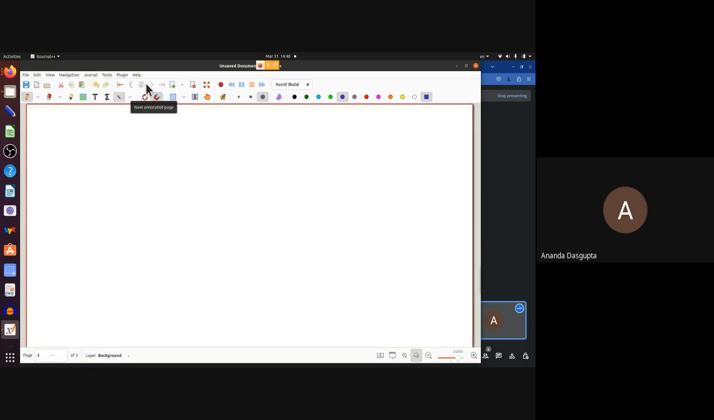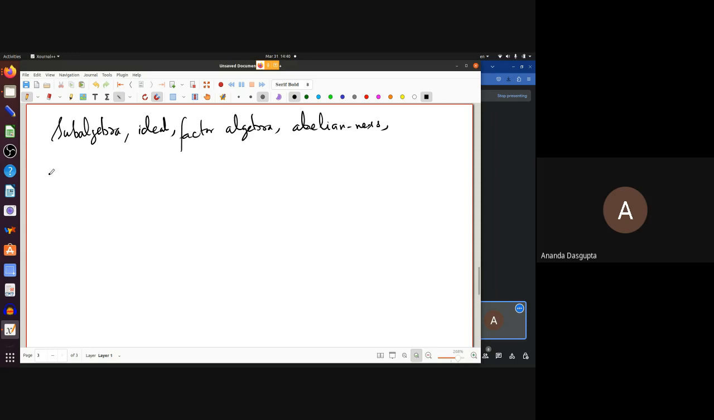Okay, next. For real Lie algebras, we have seen several auxiliary notions like subalgebra, ideal, factor algebra. I'm just summarizing what we have talked about. Abelianness: is a Lie algebra abelian or not? The commutator subalgebra, or the derived subalgebra.